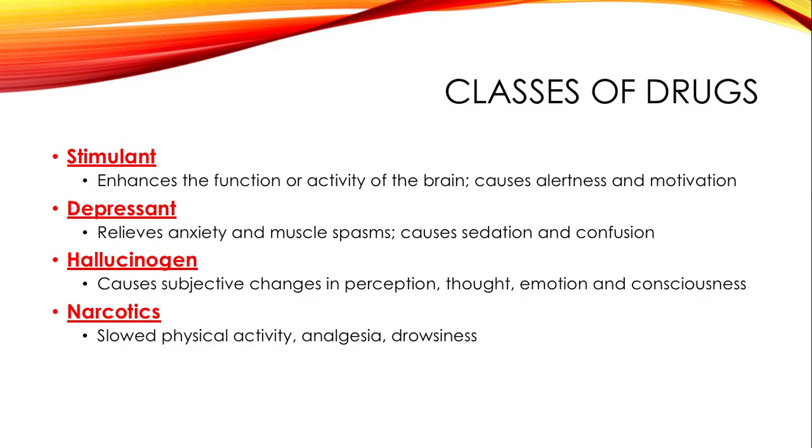We have drugs that are known as hallucinogens. They cause subjective changes in perception, thought, emotion, and consciousness. And we have drugs known as narcotics. They help slow physical activity, analgesia, and cause drowsiness. Okay, so drugs can be one of these types, but they can also fall into multiple categories.